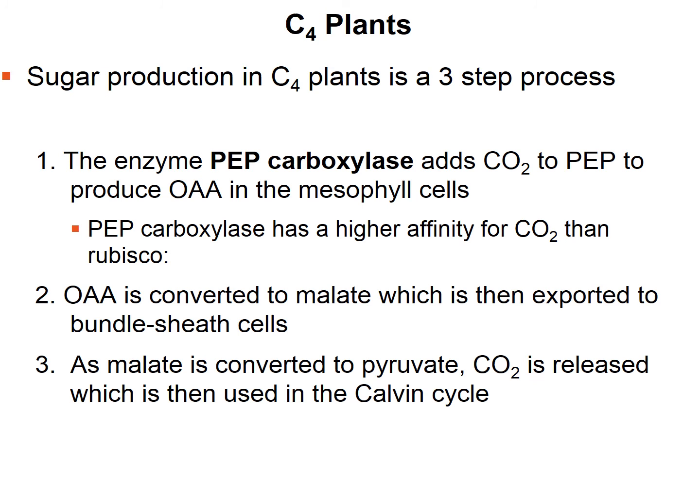The reason they use PEP carboxylase is because it has a higher affinity for carbon dioxide than Rubisco. So even if the carbon dioxide concentrations are low, it's still going to fix carbon dioxide. It's not going to go after the oxygen because it prefers carbon dioxide. This first product, OAA, is going to be converted to a substance called malate, which is then exported to the bundle sheath cells. Malate is going to be converted to pyruvate, and carbon dioxide is going to be released, which is then used in the Calvin cycle.